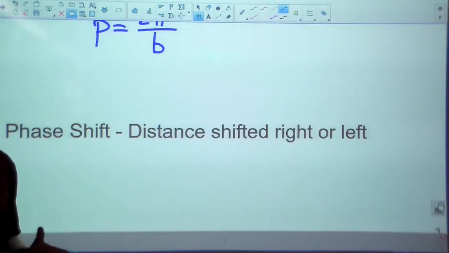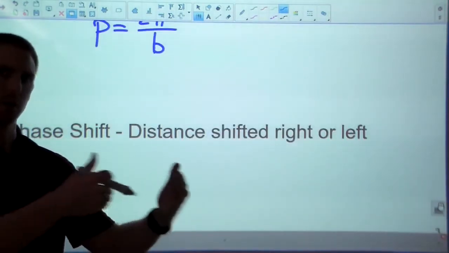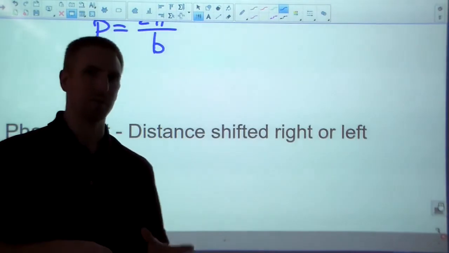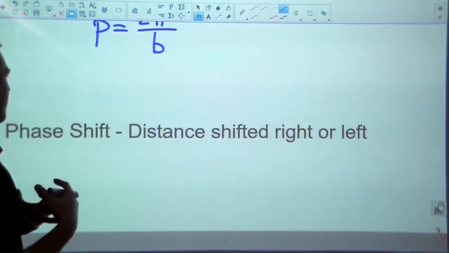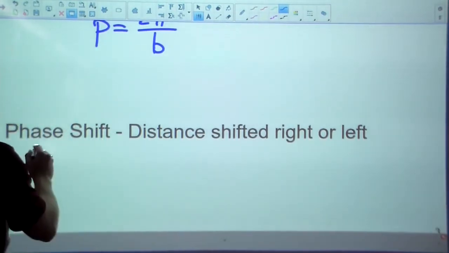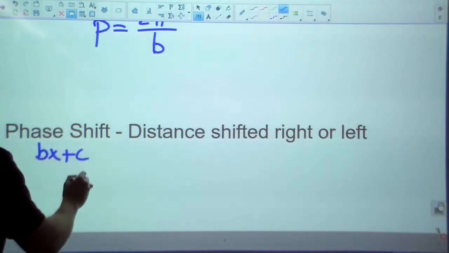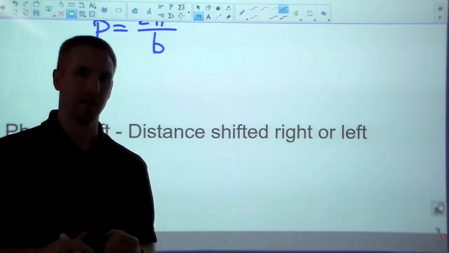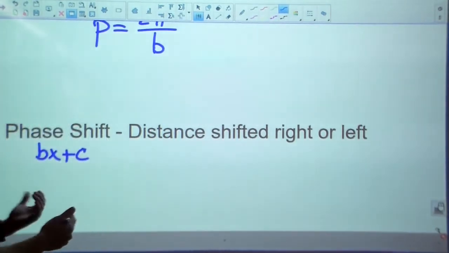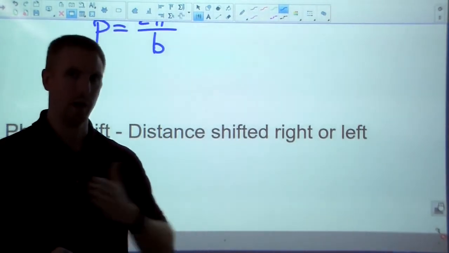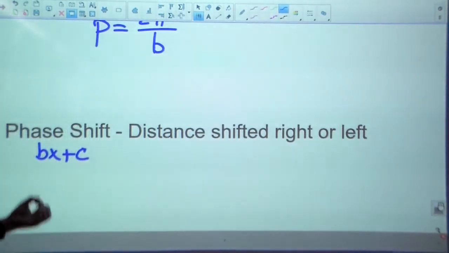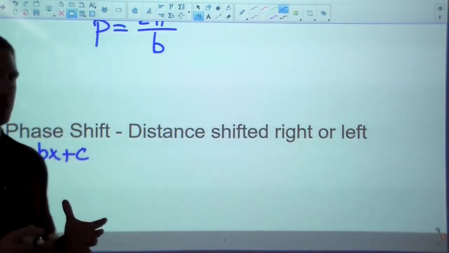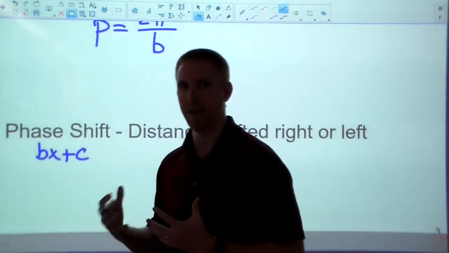Finally, is phase shift. That's the distance you shifted right or left. It's not quite as simple as just being the c value. It's a combination of the bx plus c. So I'm just going to put it that way. And I'll get into how we figure that out on the next example, but ultimately it's a shift left or right, influenced both by b and c. So it's not just as simple as your c is your phase shift value.